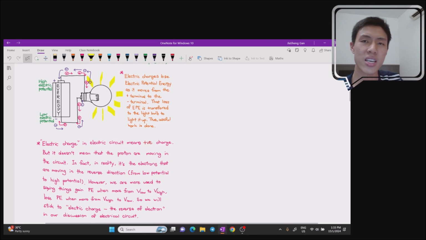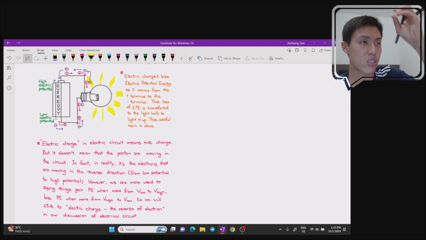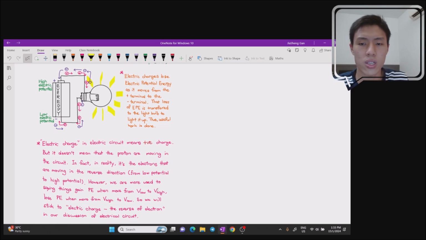We always say a block, when it moves from lower ground to higher ground, gains gravitational potential energy. We are so used to that. If you go higher, you gain potential energy. If you get to a lower ground, you lose potential energy. That's what we are used to in our daily life. So what electrons do here, they lose energy when they go from low to high, which is very counterintuitive.